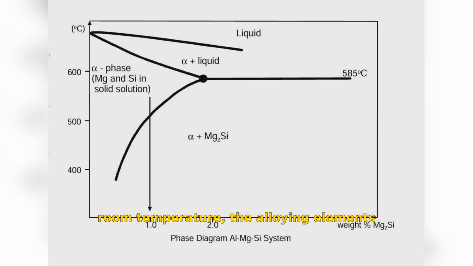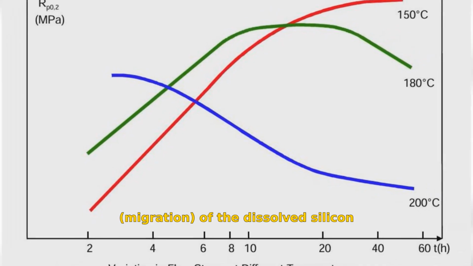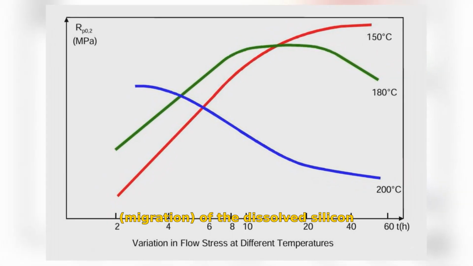to room temperature, the alloying elements will not have time to diffuse and form particles. The aluminium metal becomes oversaturated with magnesium and silicon in solid solution. Artificial aging involves heating the alloy to roughly 180 degrees Celsius for a few hours. This will facilitate a controlled diffusion, migration, of the dissolved silicon and magnesium atoms towards the areas where the intermetallic magnesium-silicon phase begins to precipitate.